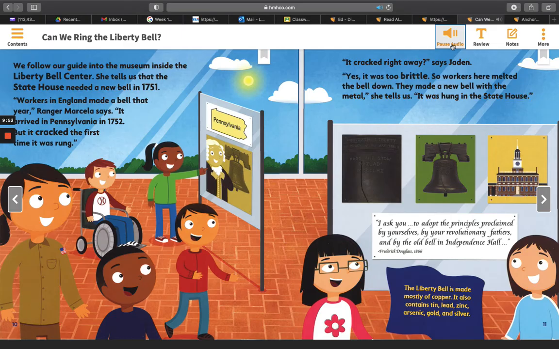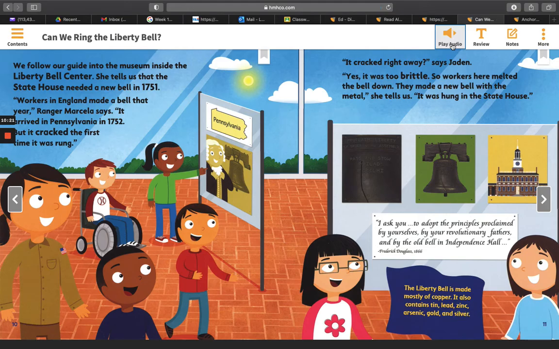"I ask you to adopt the principles proclaimed by yourselves, by your revolutionary fathers, and by the old bell in Independence Hall." Frederick Douglass, 1866. The Liberty Bell is made mostly of copper. It also contains tin, lead, zinc, arsenic, gold, and silver.